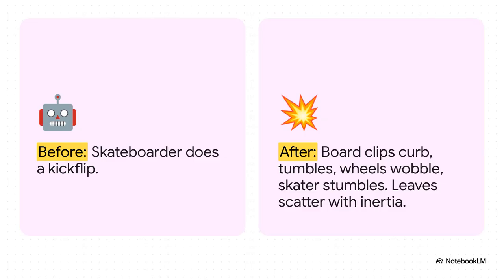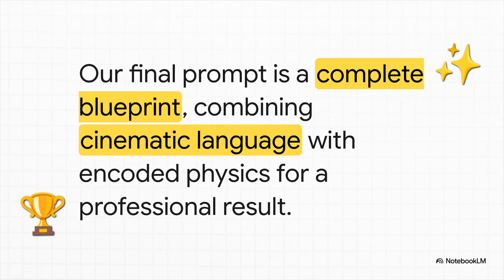Let's look at this comparison. Skateboarder does a kickflip is just a concept, but the after prompt, that's a whole sequence of physical events. The board clips the curb, it tumbles, the wheels wobble, the skater stumbles. We even described how the leaves scatter with inertia. This is how you get motion that feels believable. And here it is, our final, fully evolved prompt. It combines the director's cinematic eye with the physicist's understanding of motion. It is no longer a suggestion. It is a complete blueprint for the AI to follow. Honestly, this level of detail is what separates the amateur results from the stuff that looks truly professional.